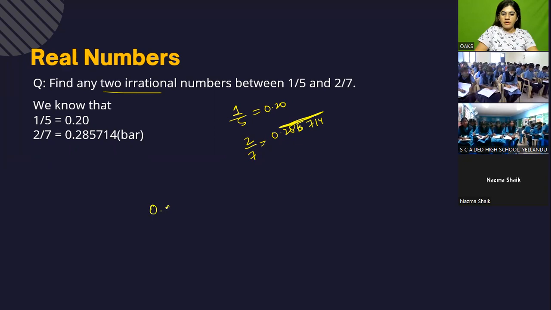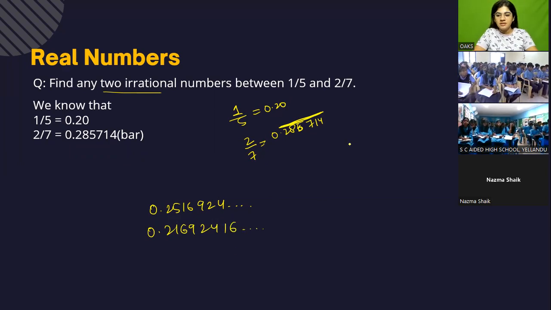Right? Now, 0.2516924 is an irrational number between these two numbers. Say yes or no. Yes, it is an irrational number between these two numbers. Now 0.21692416. This is an irrational number between these two numbers. Yes or no? Yes. And some other number like this, 0.46218. This is an irrational number between these two numbers. Say yes or no.